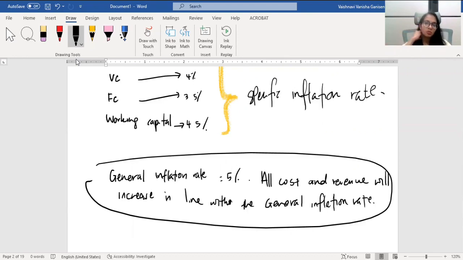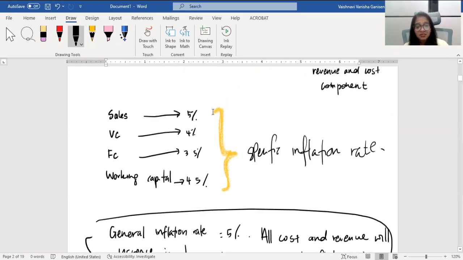All right. So please be careful when you are doing the inflation. You must check whether the examiner gives you a specific inflation rate. So I might just write it down here.